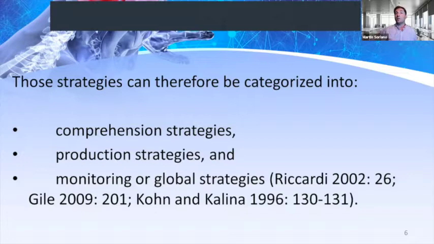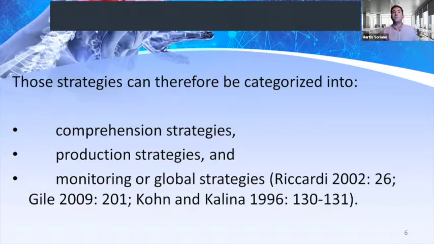So in order to cope with the problems encountered, we as interpreters have to allocate the available processing capacity that we have strategically during the comprehension of the source speech, the production of the target speech, and the monitoring of output, the three things, okay? So here we have that these strategies can therefore be categorized into comprehension strategies, production, and monitoring or global strategies.